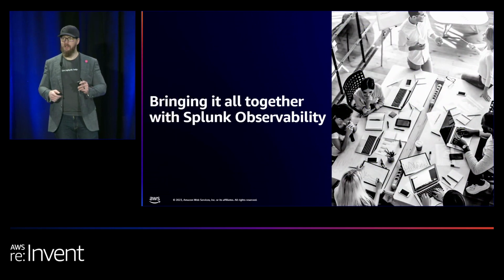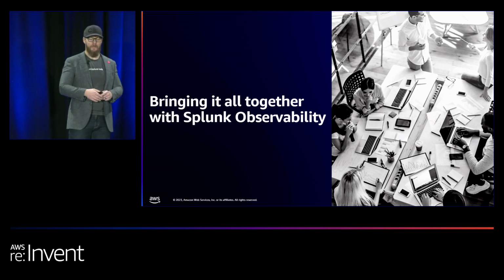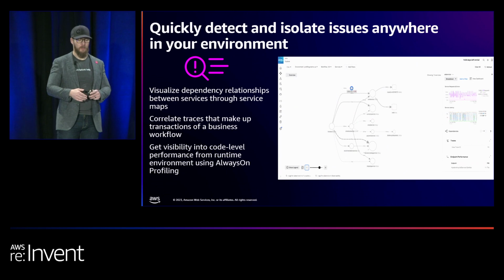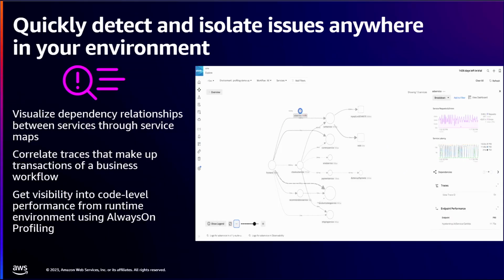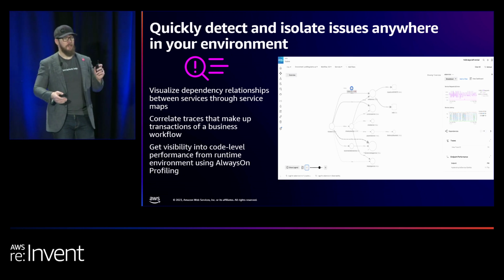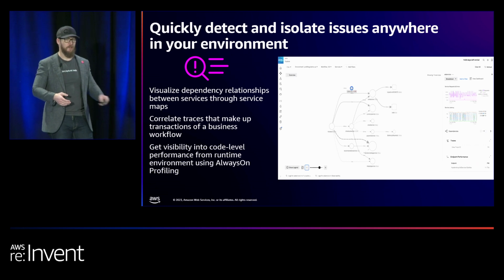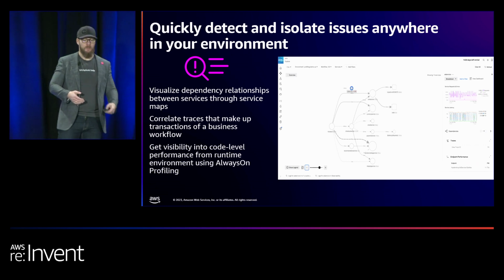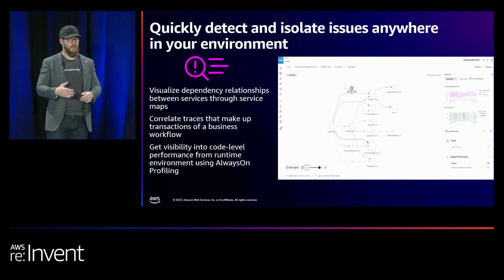Now, let's talk about the new shiny toys from Splunk. You knew this was coming. So Splunk Observability is a purpose-built part of the Splunk cloud ecosystem for observability. So what this is doing is taking everything that we talked about with OpenTelemetry, once you've instrumented and implemented those best practices, and makes it very, very easy to find what's going on in your environment, what the root cause is, and who is responsible. So quickly detecting and isolating issues anywhere in your environment.